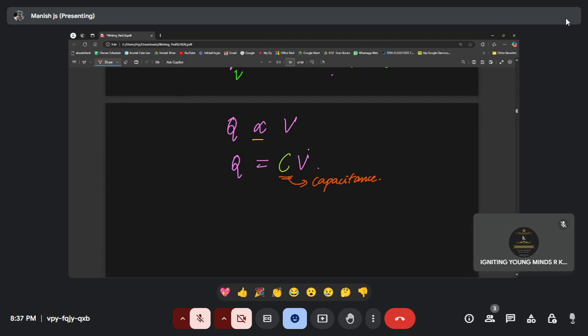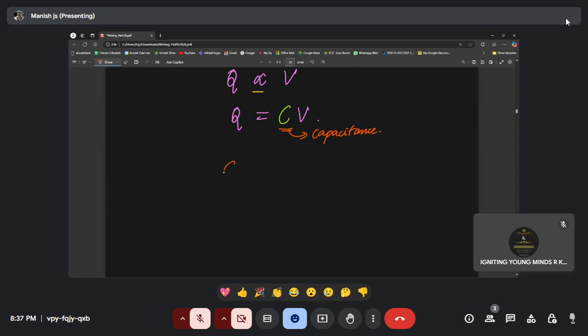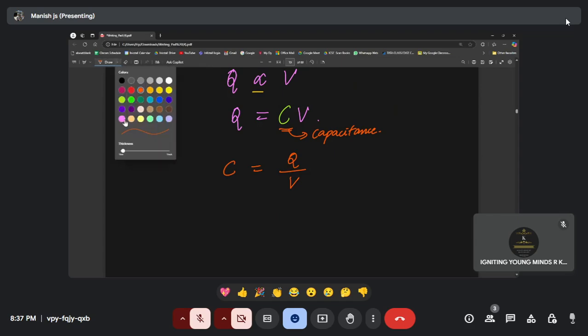V is potential difference in volts, Q is charge in coulombs. As you have already learned, those terms remain the same. The new terminology that we are learning is capacitance. So when I rearrange this for C, I get C is equal to Q by V, where Q is charge in coulombs and V is potential difference in volts.